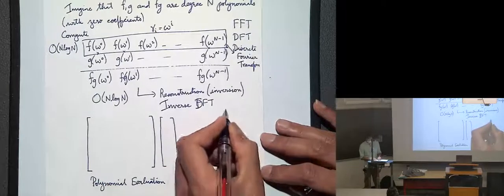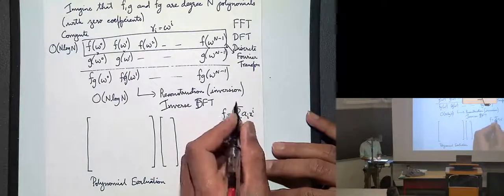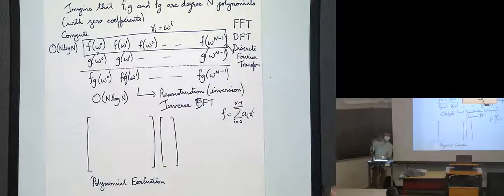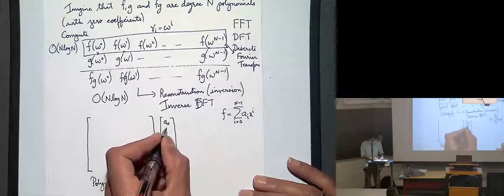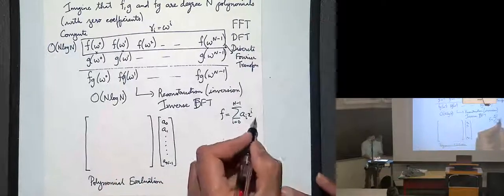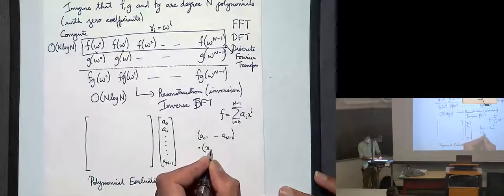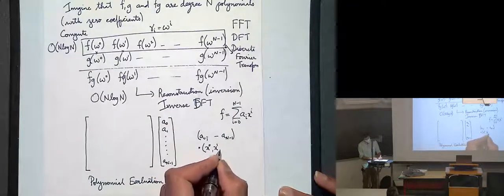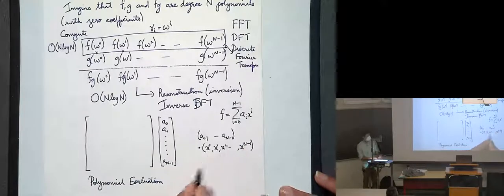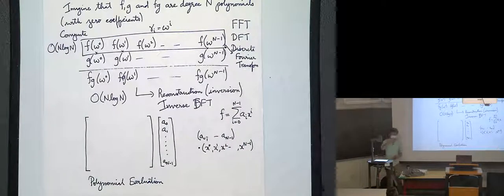So remember, our polynomial f was written as the summation of a_i x^i, with i going from 0 to n minus 1. Suppose I write down all the coefficients here. What is a row? A row, I can look at as a dot product of two vectors, where one vector is the coefficient vector and the second vector is the power vector. And the dot product of these is an evaluation.